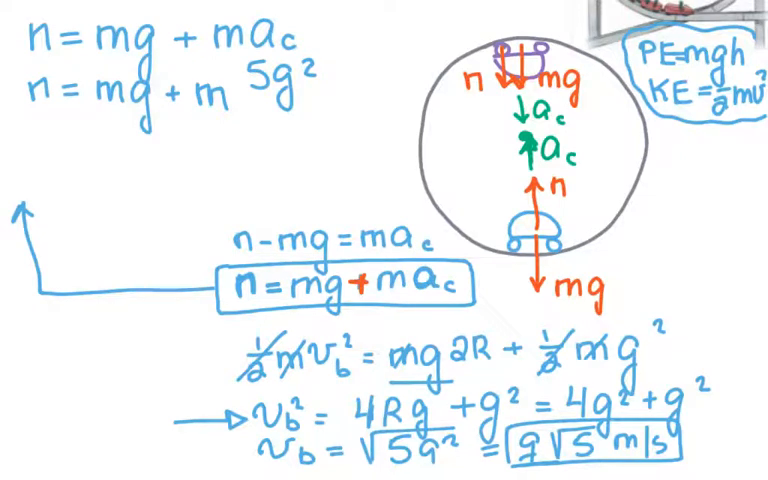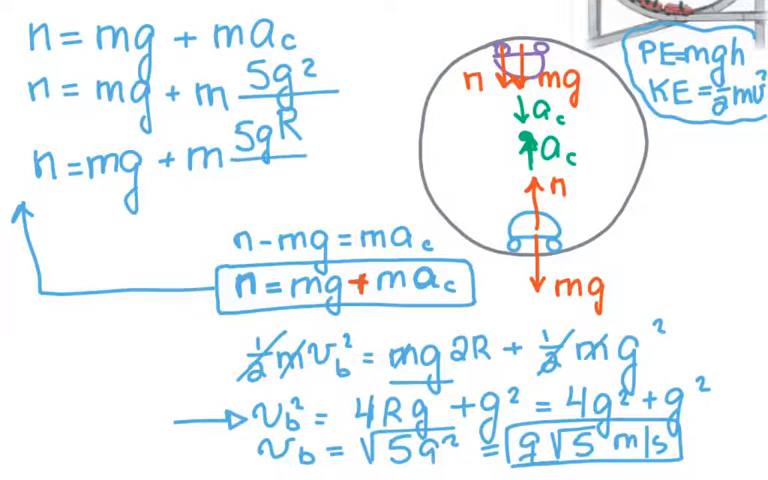That's v bottom squared over r, where r is 10. So the normal force is equal to mg plus m times 5g squared over r, and r is 10, so that's the same as g, so I can cancel one of the g's, and that will give you 6mg. So it will be 6 times its normal weight at the bottom.